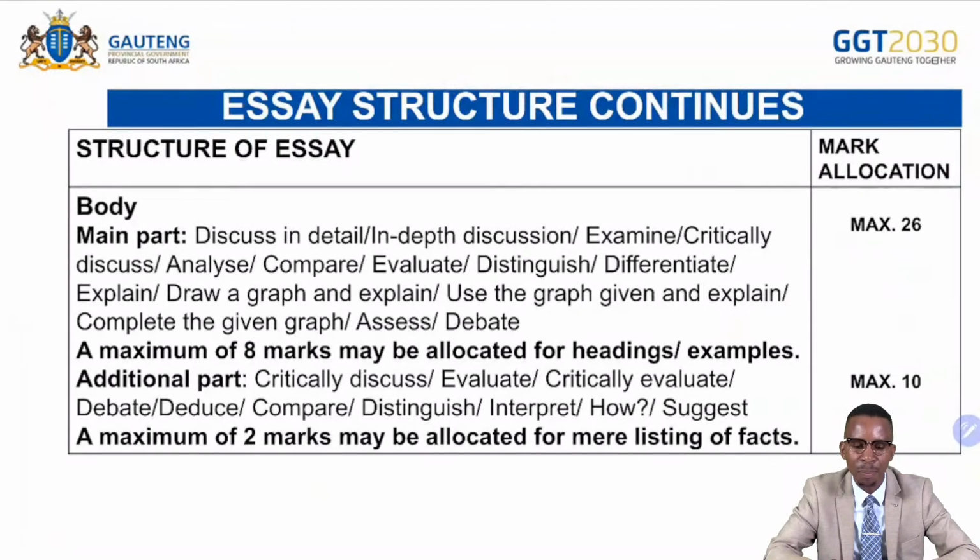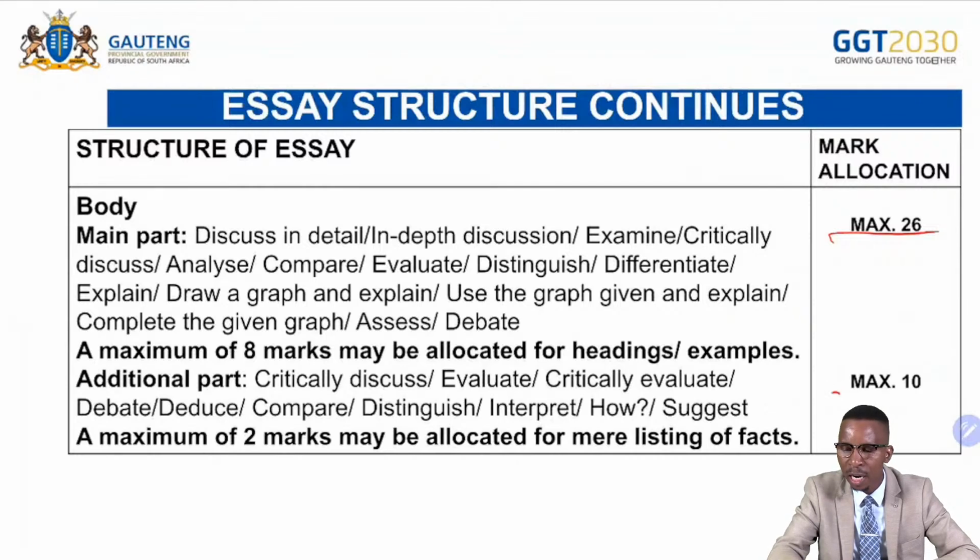We have the structure of the body where you provide the depth discussion of the content for 26 marks. Remember, we have the 8:18 principle, whereby your 18 is the content delivery and your 8 is what we call the lower order, where you will be listing and providing examples.